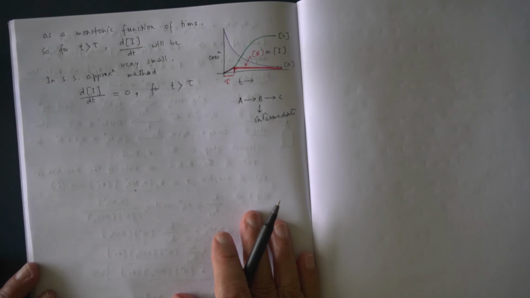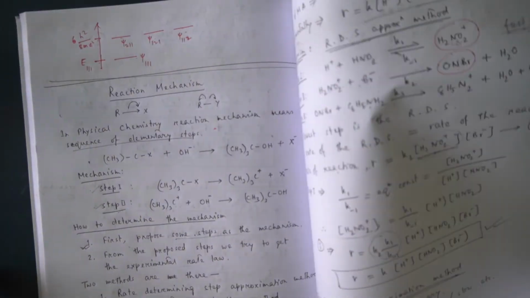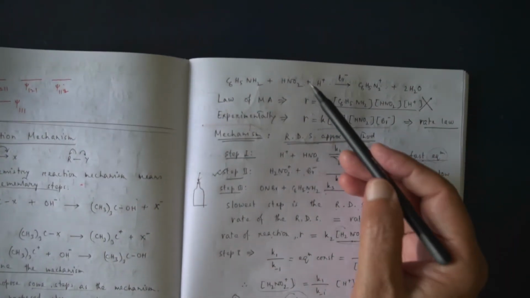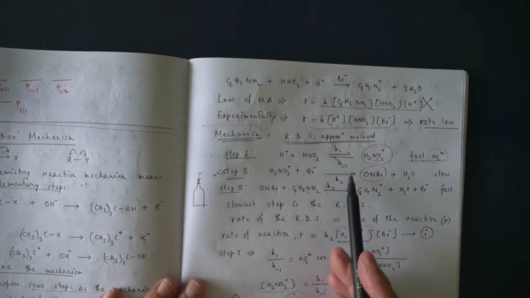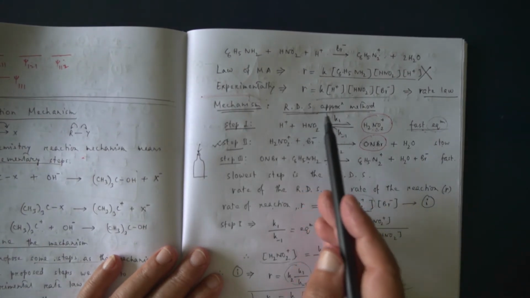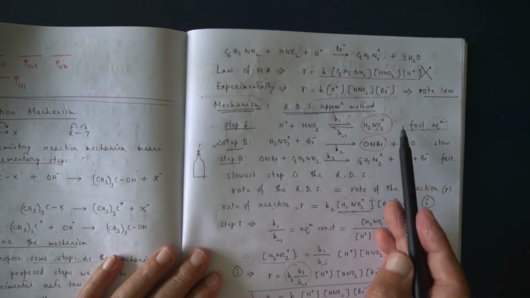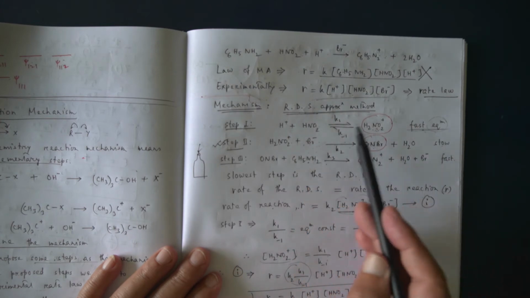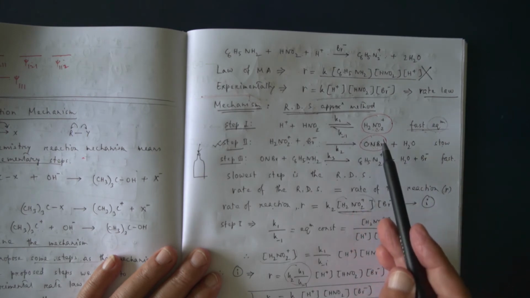Now let us see the same reaction according to the steady state approximation method. What is the difference from the rate determining step approximation? There is no question of equilibrium. There is no question of fast flow.